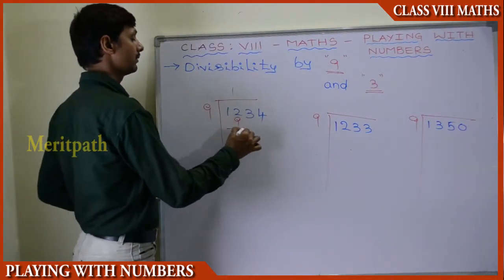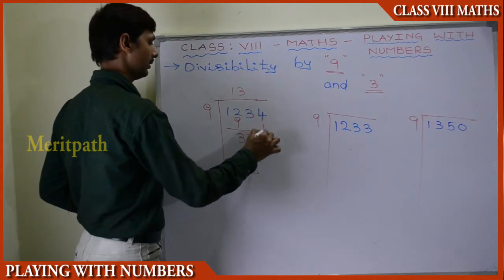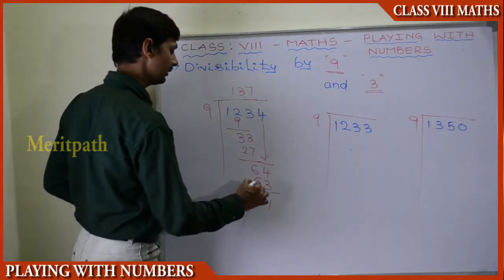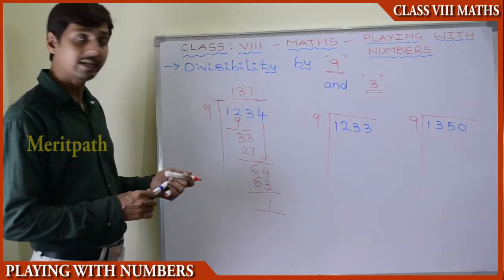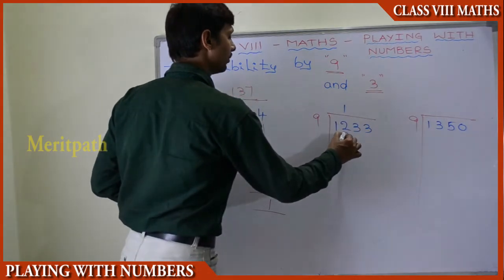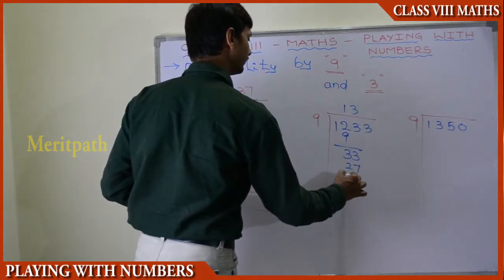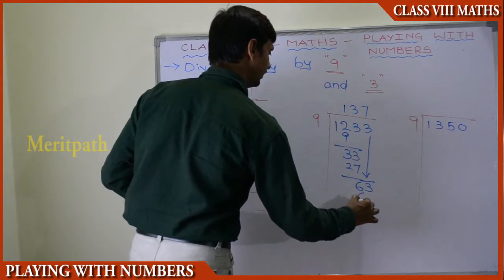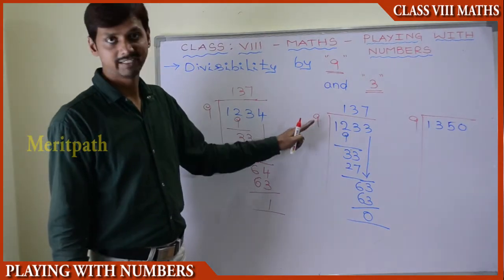This is 1 time 9. We get 3, 3 times 9 is 27, and 6, then 4, 7 times 9 is 63. So we got 1 as a remainder, it's not divisible, so 1234 is not divisible by 9. Let's take 9 here for the number 1233. It goes 1 time, so 9, and this is 3. Then 3 times 9 is 27, then 3, 7 times 9 is 63, so we get 0 remainder. So this whole number 1233 is divisible by 9.